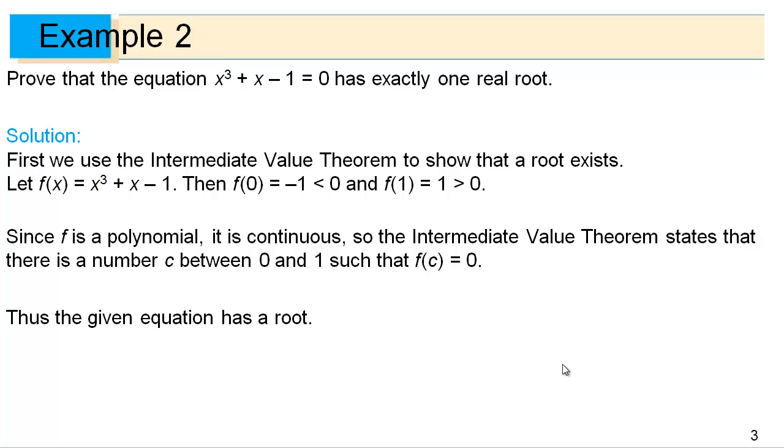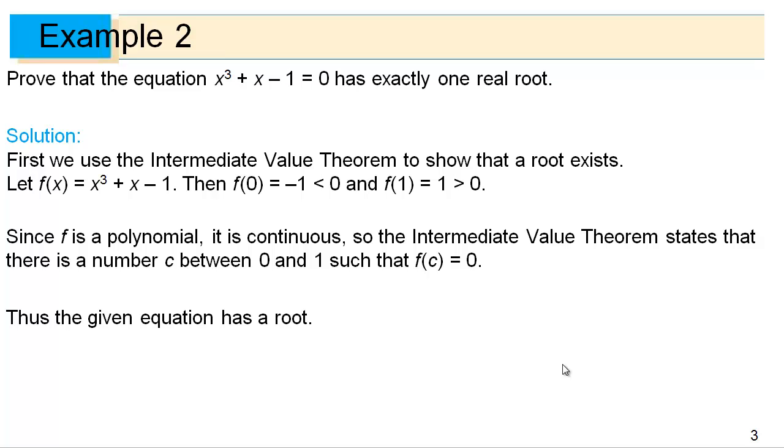We can prove that the equation x cubed plus x minus 1 equals 0 has exactly one real root by using Rolle's theorem in conjunction with the intermediate value theorem. The intermediate value theorem, remember, tells us that a function has to have at least one root if it's continuous on that interval and the two endpoints are on opposite sides. One's positive and one's negative. So we take this function and we check, and f of 0 equals negative 1 and f of 1 equals 1. So we went from a negative to a positive.